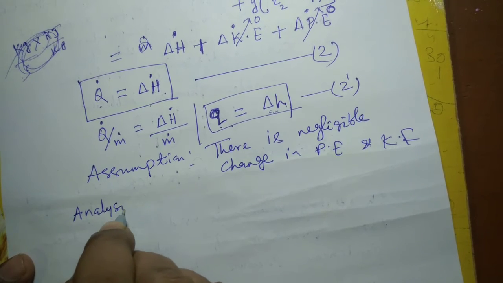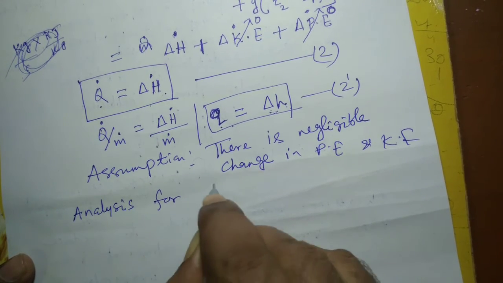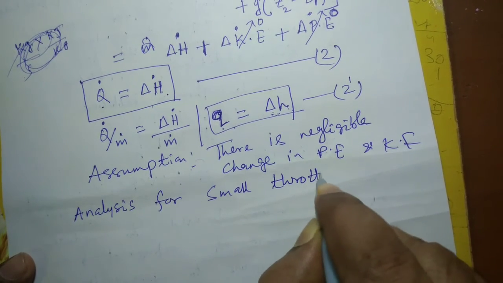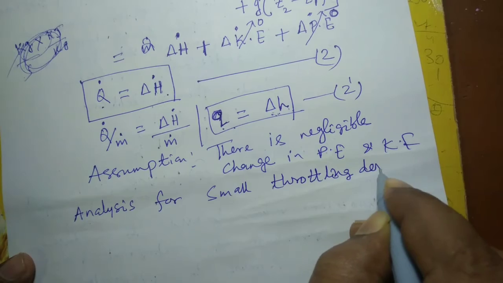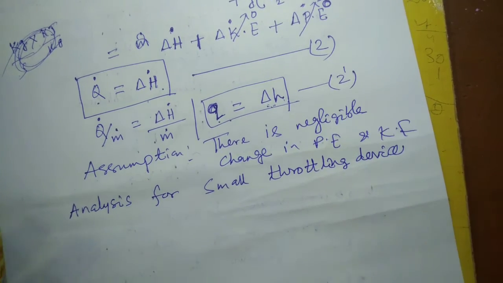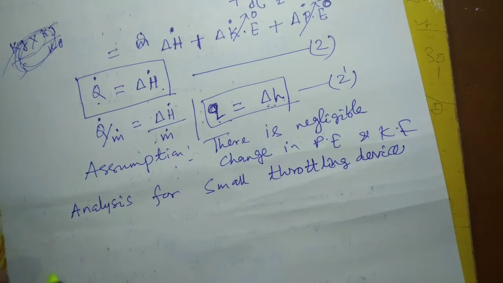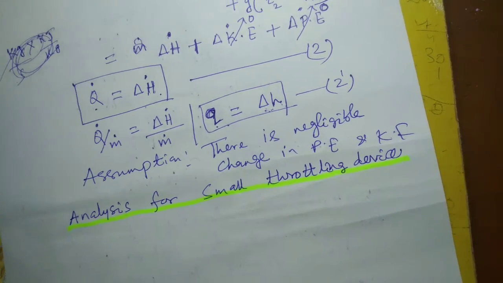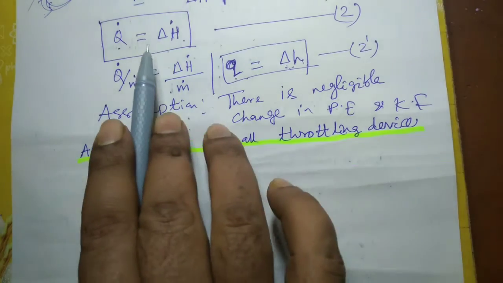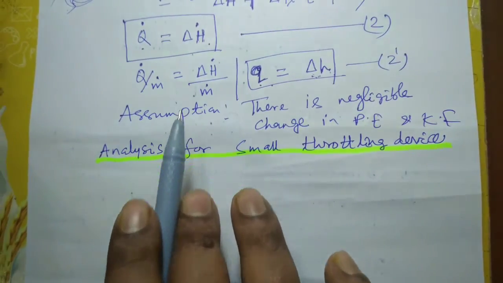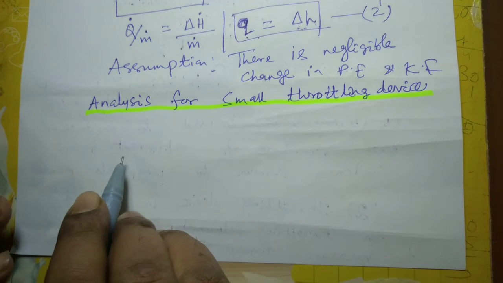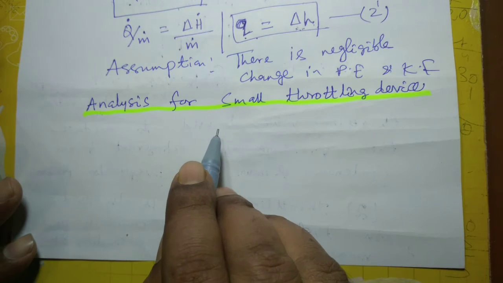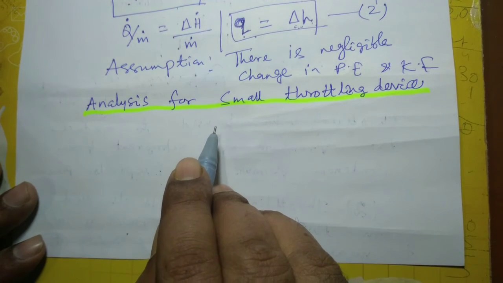Analysis for a small throttling device. Throttling devices are usually small, with some small surface area. So what form will this equation assume for a small throttling device? Because most of the throttling devices are small, with small or less surface area.